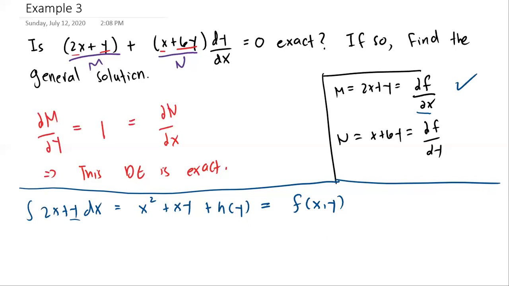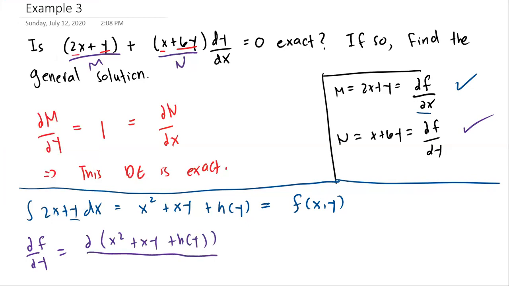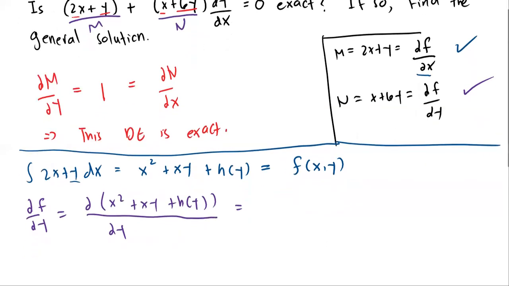Now let's use the other assumption. The fact that n equals the partial derivative of f with respect to y. Okay, so let's write that out. Partial derivative of f with respect to y, well, we know what f is. It's x squared plus xy plus h of y. Right, so the partial derivative of this with respect to y has to be equal to our n, by assumption, our x plus 6y.